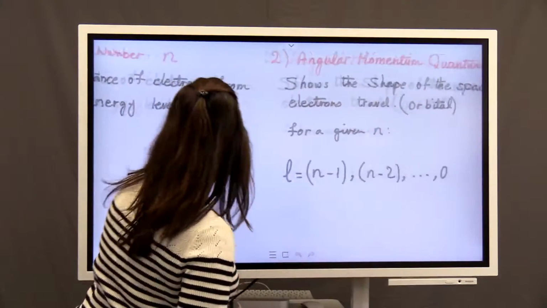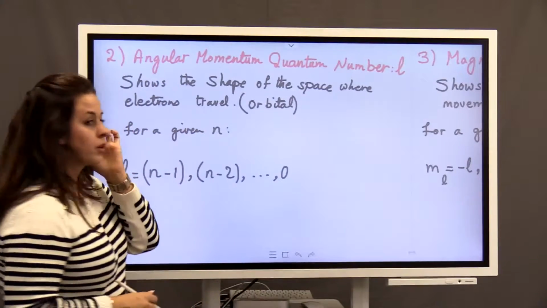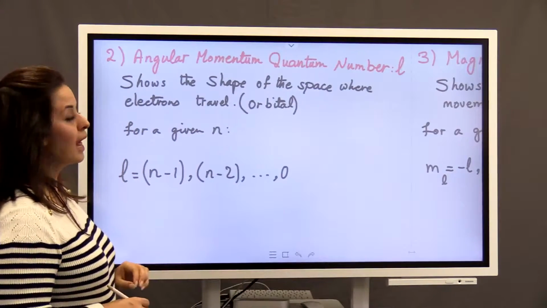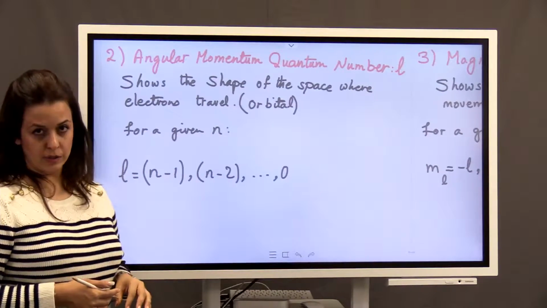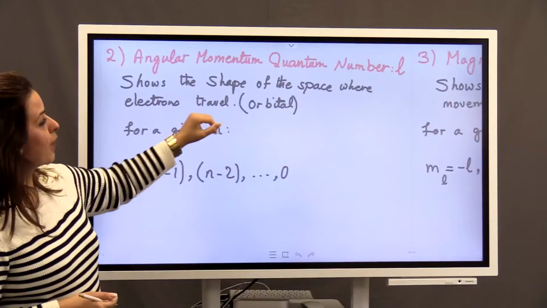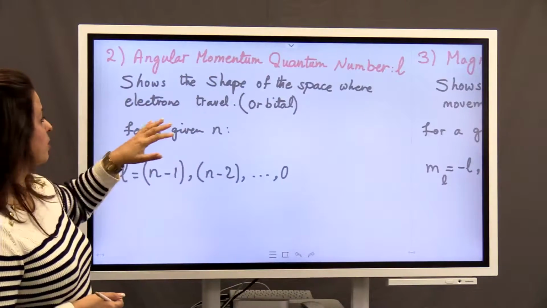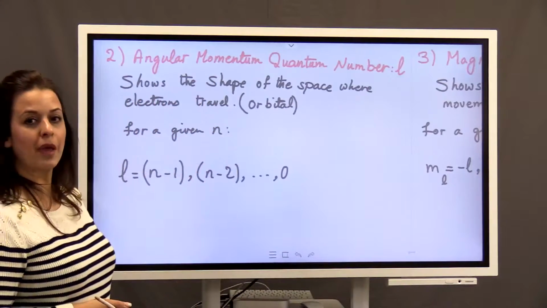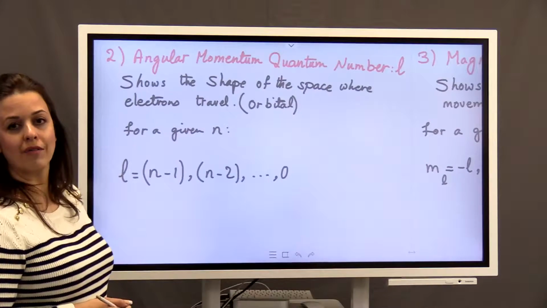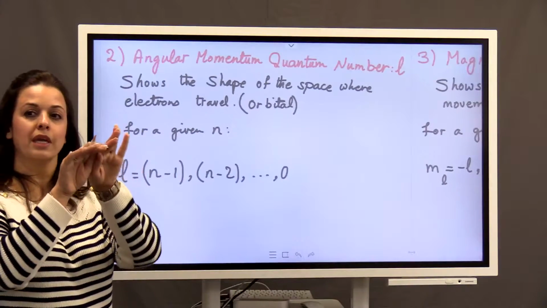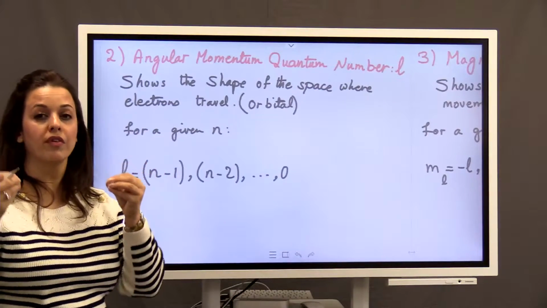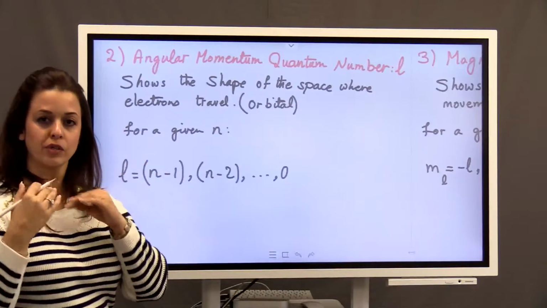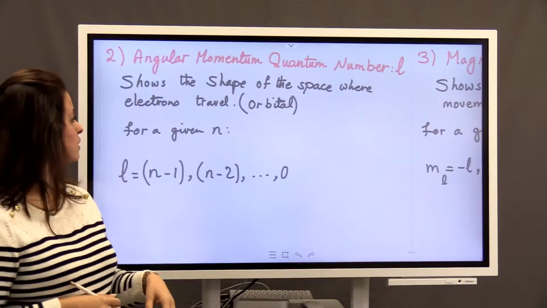The second quantum number is called angular momentum quantum number, or L. This is what you know as orbitals. Angular momentum quantum number shows the shape of the space where electrons travel. You remember we said S is spherical, P is dumbbell-shaped or two-looped or figure 8, and for D and F I told you there are more complicated shapes.